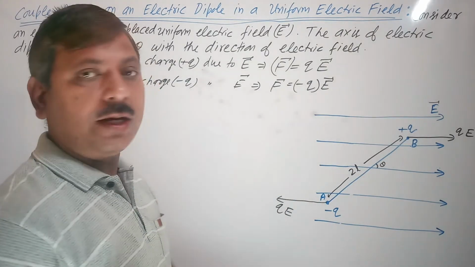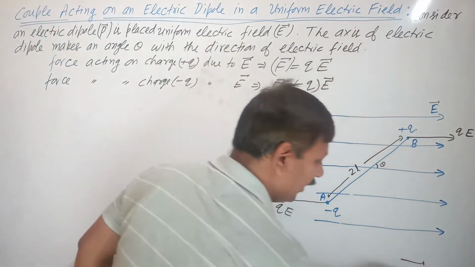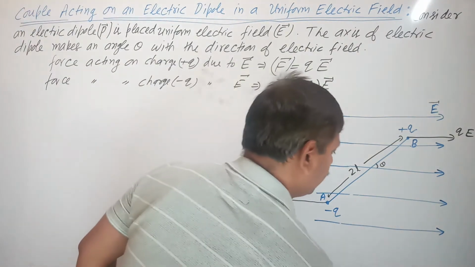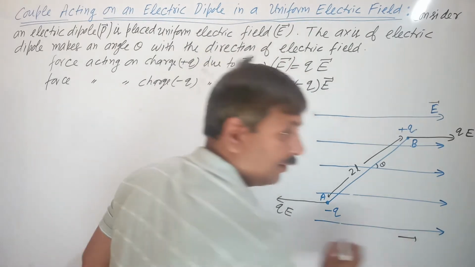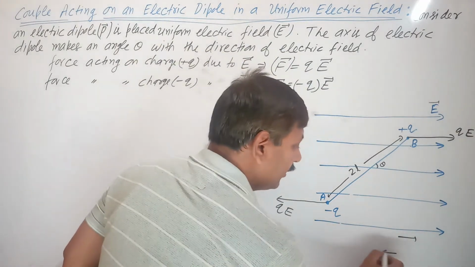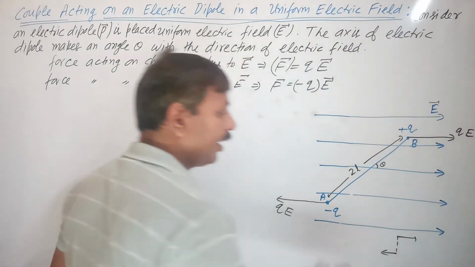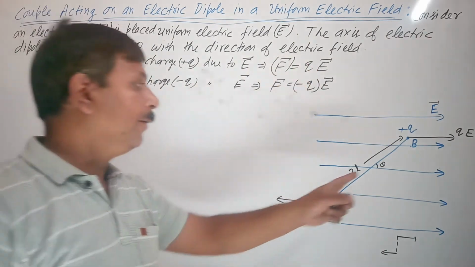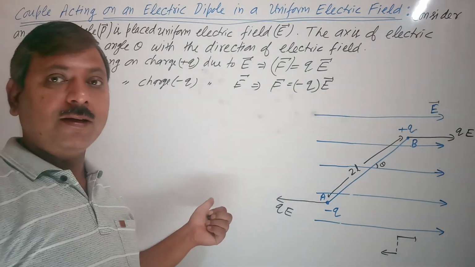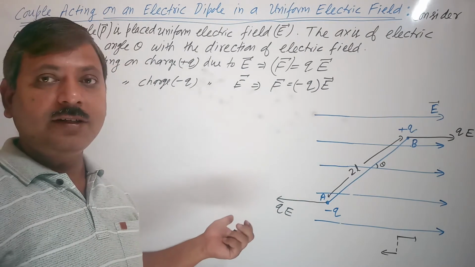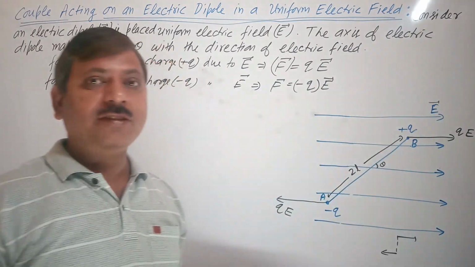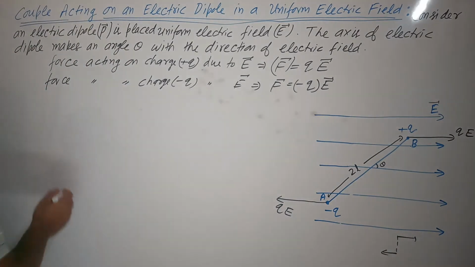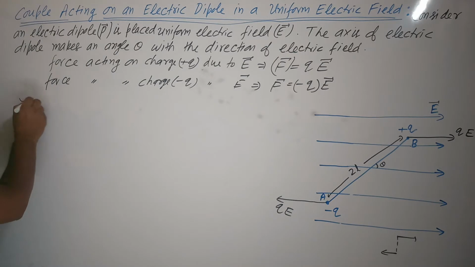Two equal and opposite forces acting at different points will form a torque. Equal magnitudes but opposite directions: qE force is acting, qE is acting, and their directions are opposite, and the points of action are different, so they will form torque. So what will be the value of torque? A moment of couple.